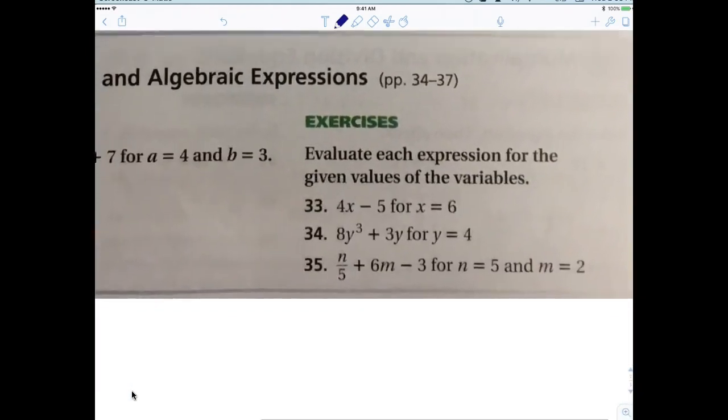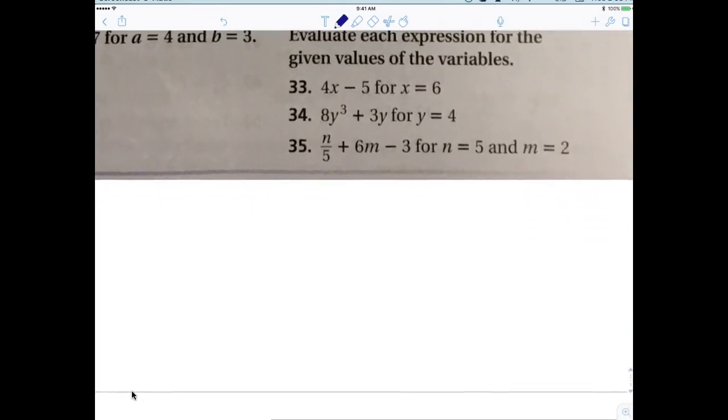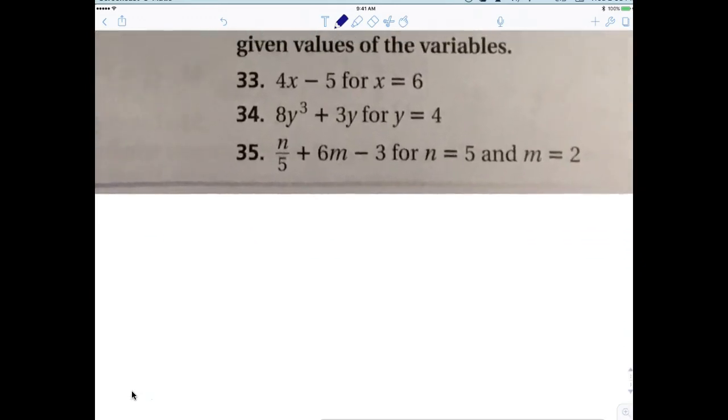All right. So now, 33, 34, 35. I'm sorry about that. We don't have to do the properties. I forgot. So 33, you're up on this one. Okay, so what are we supposed to do? 33. Okay, so if x equals 6, then you do 4 times 6, which equals 24. Exactly. And then 24 minus 5, which equals 19. Exactly. So everybody happy with that?